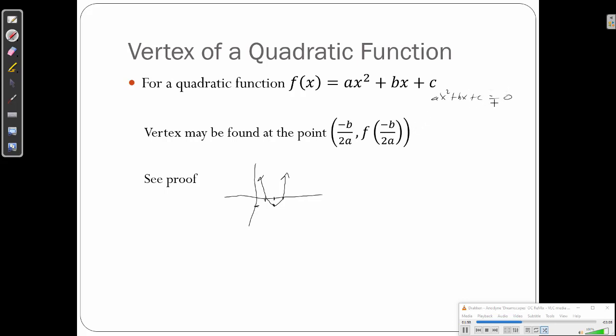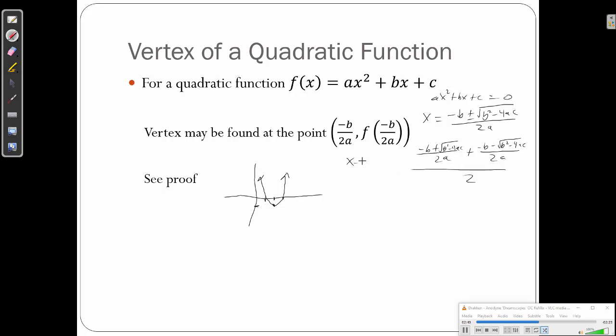Well, I know how to solve this. I can solve it for any a, b, and c. We did that in Chapter 1. We actually solved them first by completing the square, but that's how we got the quadratic formula. These would be the x-intercepts, negative b plus or minus the square root of b squared minus 4ac, over 2a. Since those are our x-intercepts, I can average the two, so negative b plus the square root of b squared minus 4ac over 2a, plus negative b minus the square root of b squared minus 4ac over 2a, all over 2.